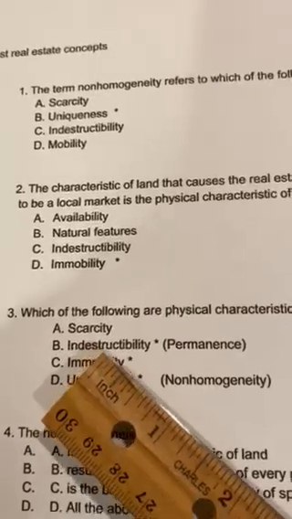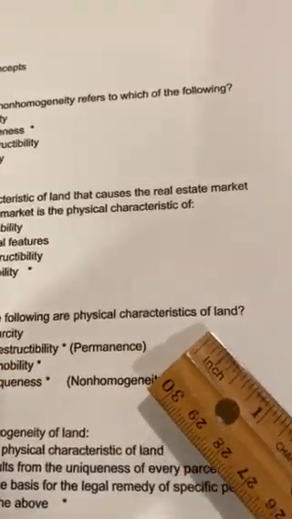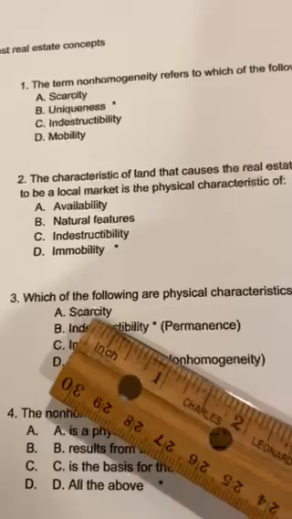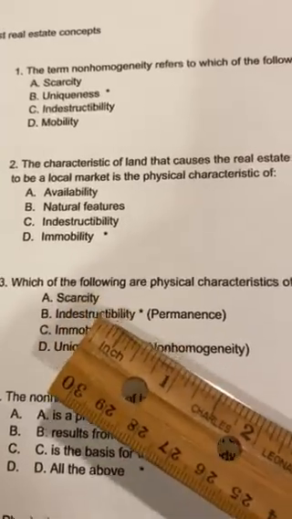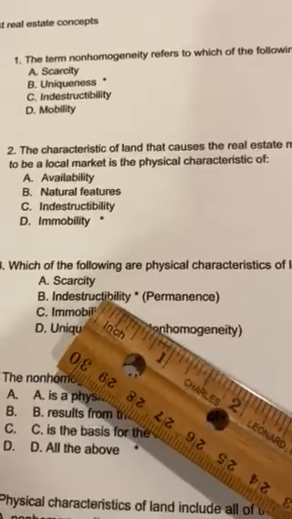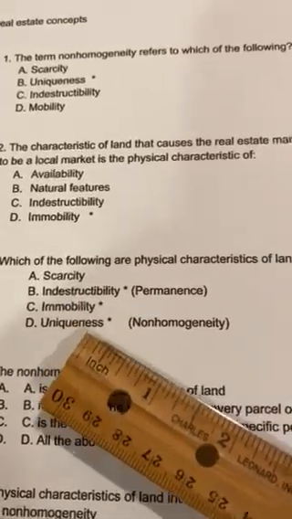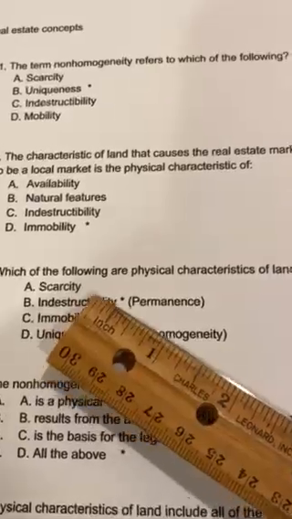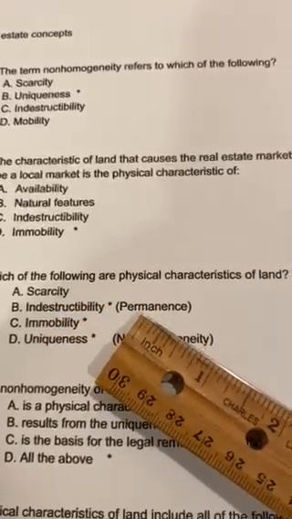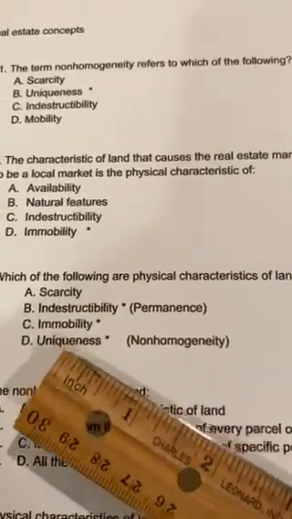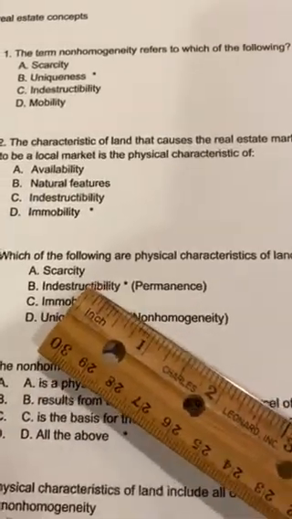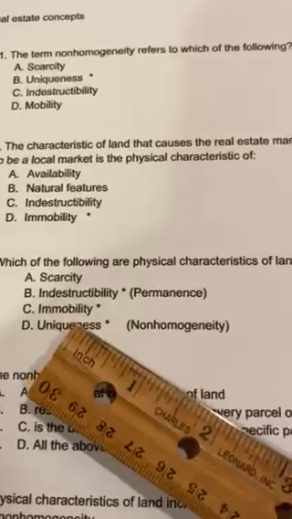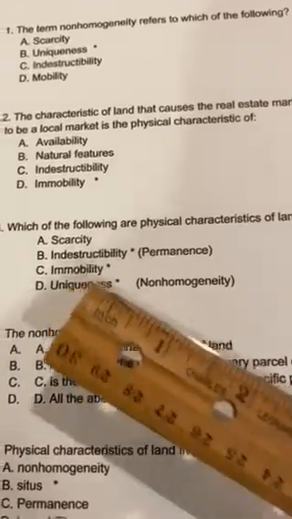And number 3, which of the following are physical characteristics of land? Scarcity, we know, is an economic characteristic of land. So we know indestructibility, immobility, and uniqueness, which you associate indestructibility with permanence, and uniqueness with non-homogeneity. All of these, B, C, and D, are physical characteristics of land.